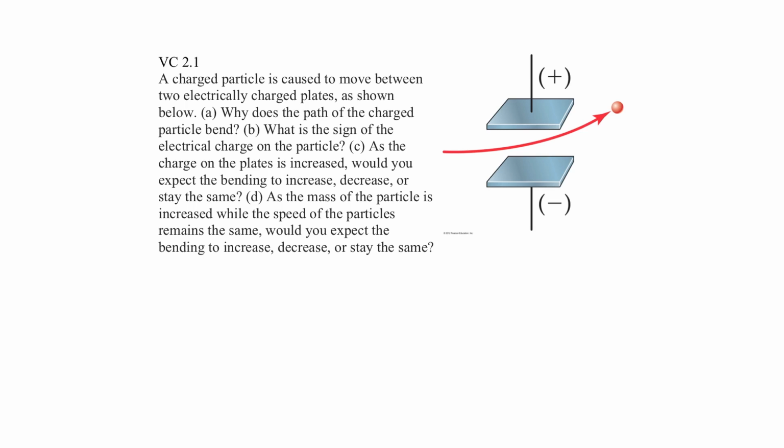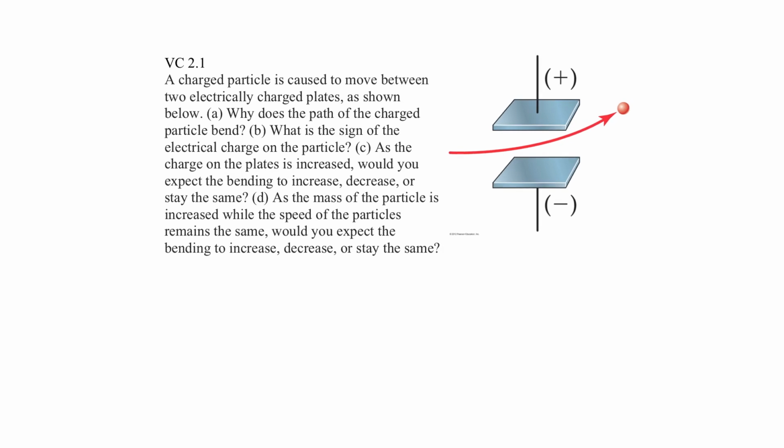And if it's bending towards the positive, then it must be the opposite charge. Like charges repel. So a negative would repel a negative. A positive would be attracted to a negative. This is being attracted to the positive, so it must be the opposite charge. So this is a negative, and that's what B is saying. Let's go ahead and fill this out.